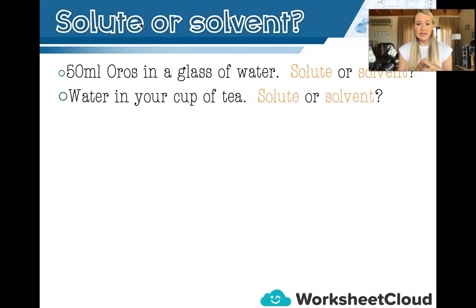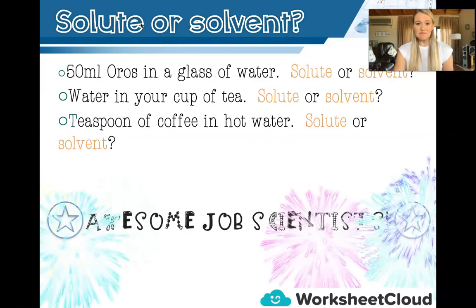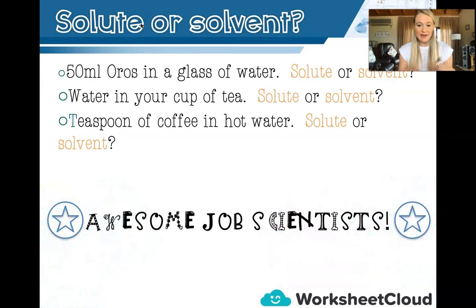If I have water in your cup of tea, so I've got my tea bag and I've got my water, the water is going to be the greater amount, so it's known as the solvent. If I have a teaspoon of coffee in hot water, remember your coffee is going to be in a smaller amount. Remember, a teaspoon is very small. So your coffee will be known as your solute and your hot water will be your solvent. I hope you got all of them right before I told you the answers. So well done, scientists. You are definitely on the right track.